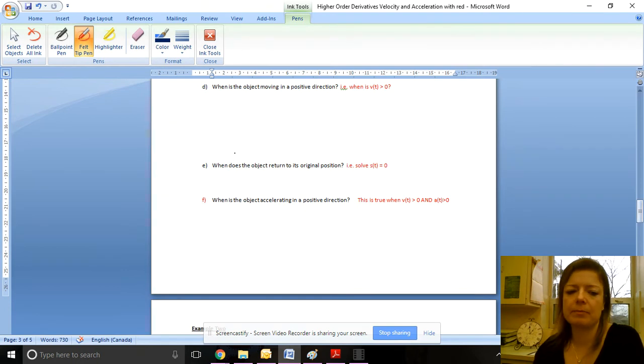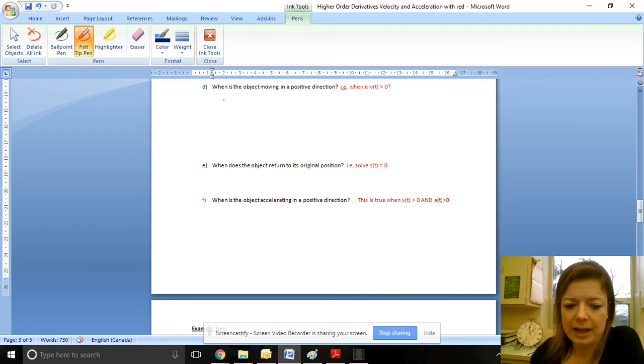When is the object moving in a positive direction? Part C was asking at a specific point, but now it wants to know all the times when velocity is positive. That's when it's moving in a positive direction. This is also asking when the slope of the tangent is positive. So we take our 12t - 3t^2 and solve the inequality for when it's greater than 0.